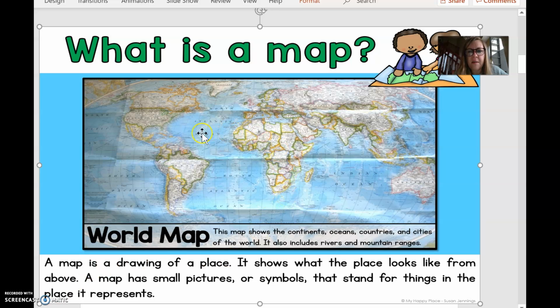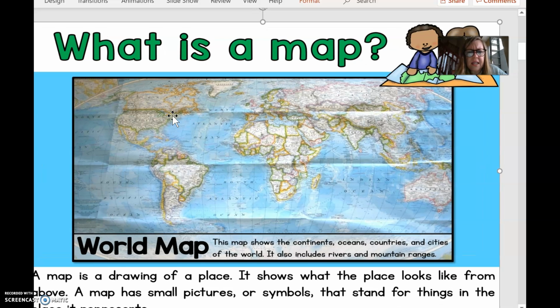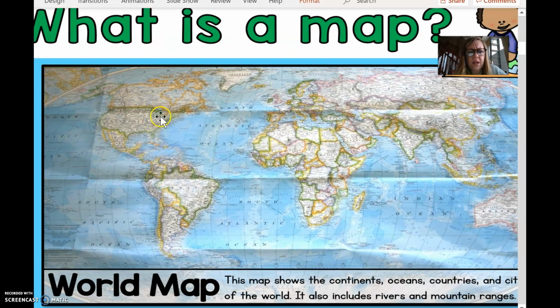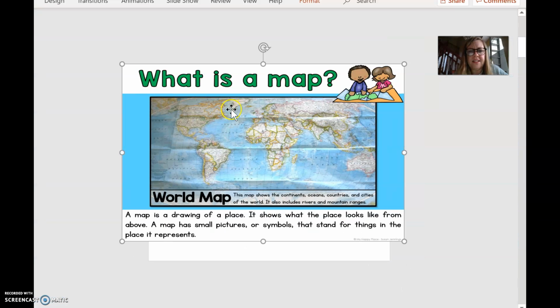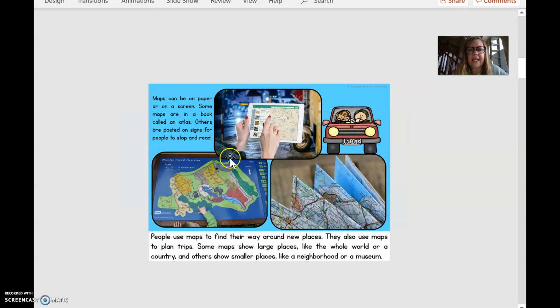This obviously is a map of the whole world, and we are right about there. We talked about looking for those Great Lakes, and it's really hard to see. But we talked about if we can find those on the map of the United States, we can locate Ohio quickly. All right, so let's go to our next slide.